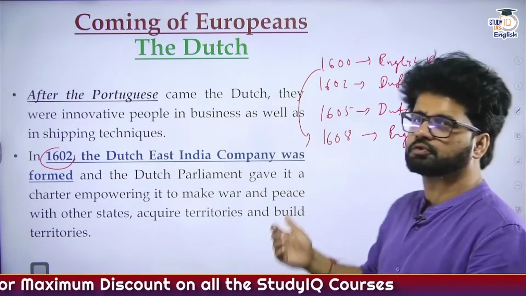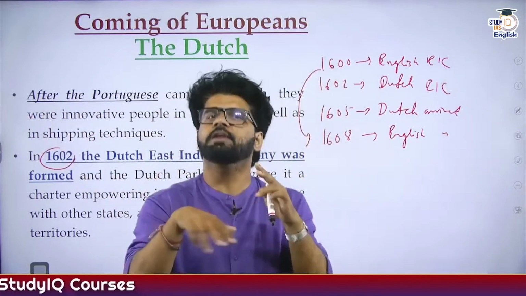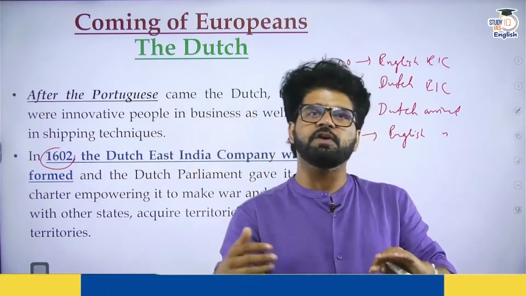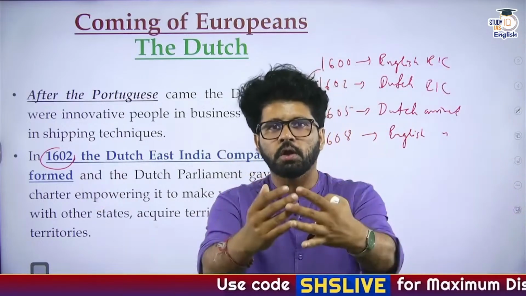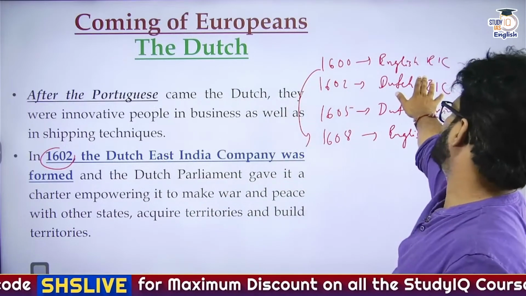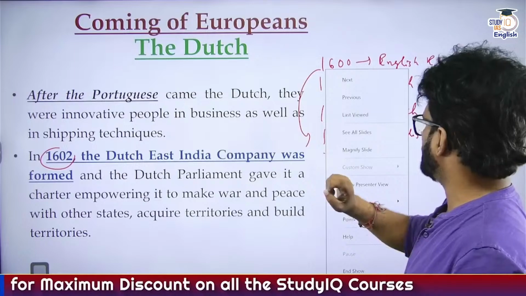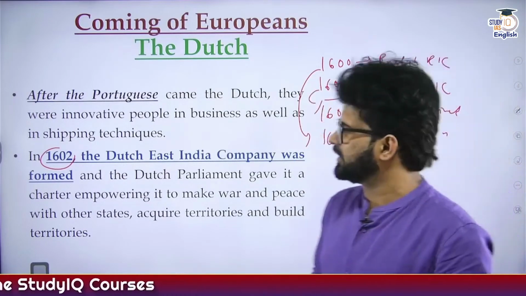Sometimes people get confused that, oh my God, the English EIC was created first, so they came first. There is a difference between the two. The creation of the EIC and their arrival in India are two different events. You cannot equate them as one. So this point you have to understand. In 1600 the English EIC was created, and they arrived in India in 1608. In 1602 the Dutch EIC was created, and they arrived much earlier; they only took 3 years to come here.